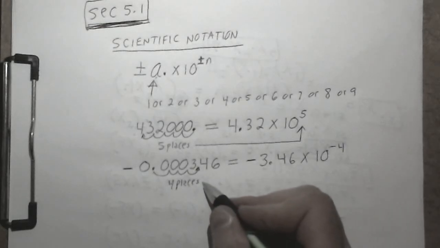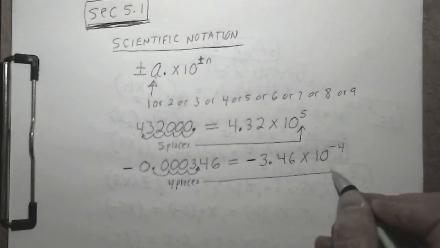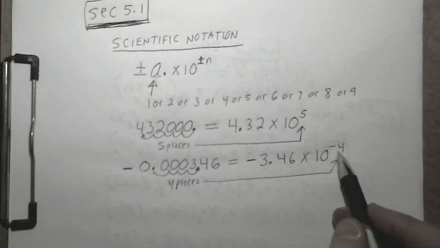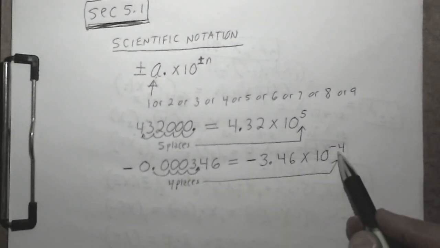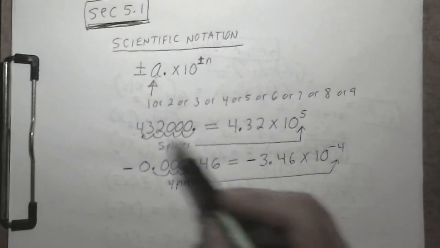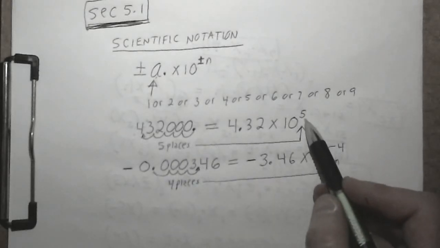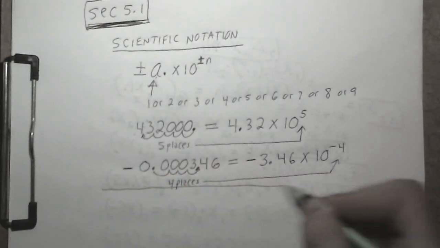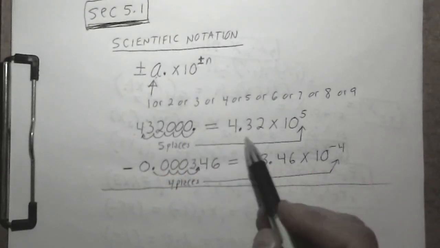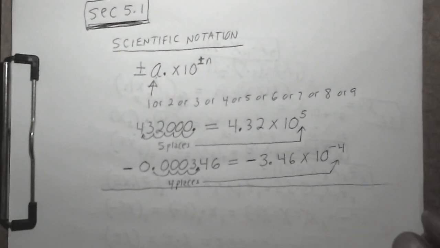Now, we have negative 4 on our base 10 as the exponent because we had to move our decimal point 4 places, and it's a negative exponent because this number is less than 1 whole. It's a small number. So again, small numbers have negative exponents on base 10. Large numbers have a positive exponent on base 10. Okay. All right, so hopefully that makes some sense there, how we put numbers into scientific notation format.